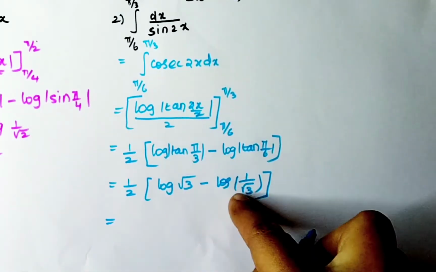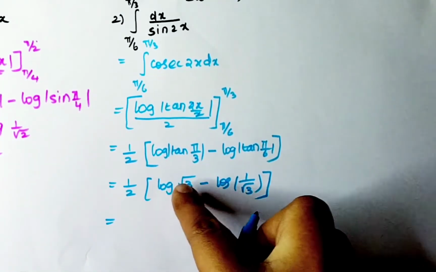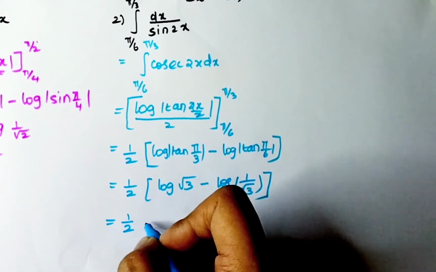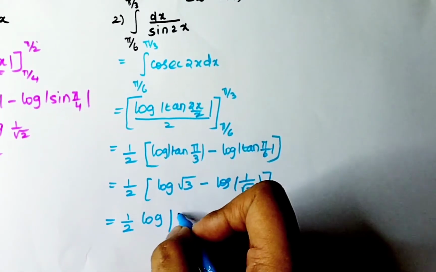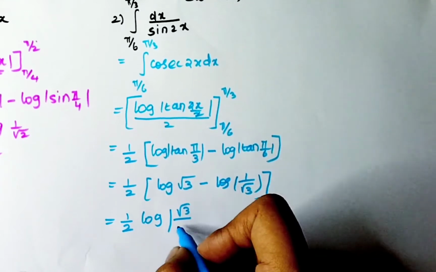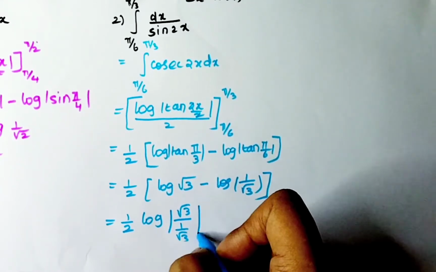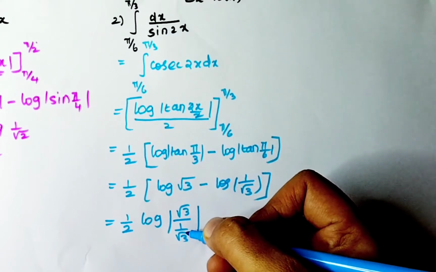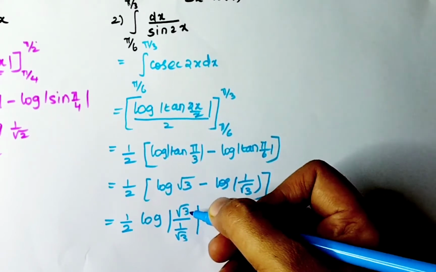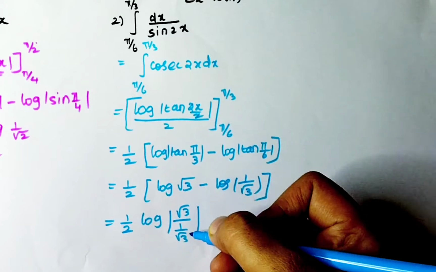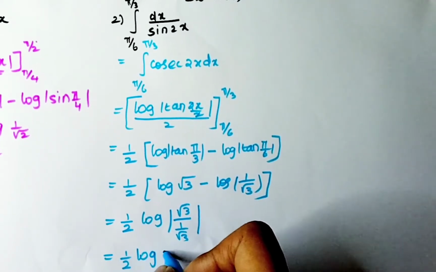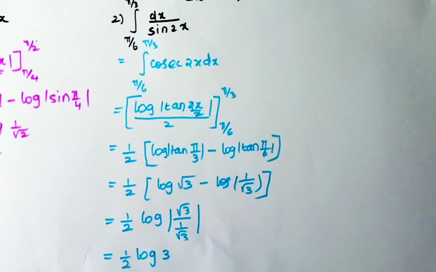We make use of the logarithmic property, log a minus log b is log of a by b, isn't it? So 1 by 2 log a is root 3, b is 1 by root 3. We just substitute as it is. Now the denominator is a fraction and we take the reciprocal. That will become root 3 by 1. Already root 3 in the numerator. Root 3 into root 3, 3. Half log 3 is the answer.